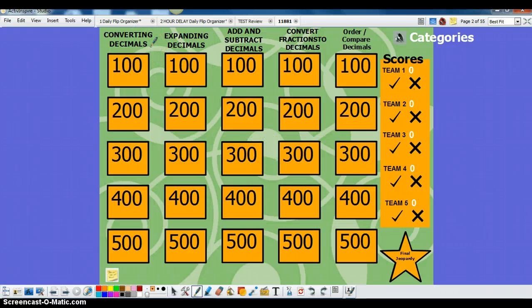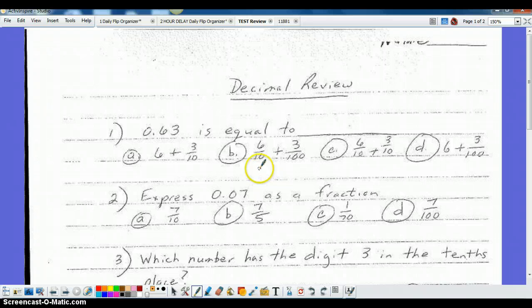Converting decimals, whether they were fractions to decimals or decimals back to fractions. Expanding decimals into expanded form. Adding and subtracting decimals by lining up the decimal point and filling in with zeros. Converting fractions to decimals, as well as ordering and comparing decimals. And our final Jeopardy question has to do with number lines and decimals. So our test review you're going to see is going to be very beneficial as it will help the students prepare for the quiz. I'm going to go through each question and I'll answer most if not all of them.